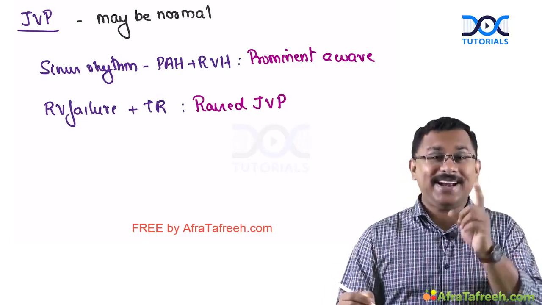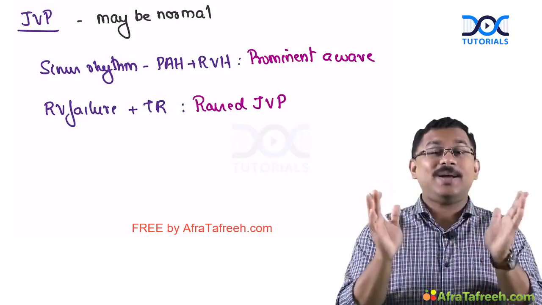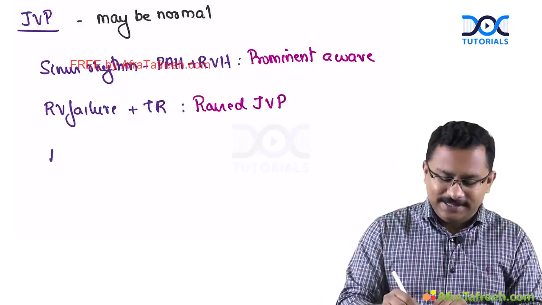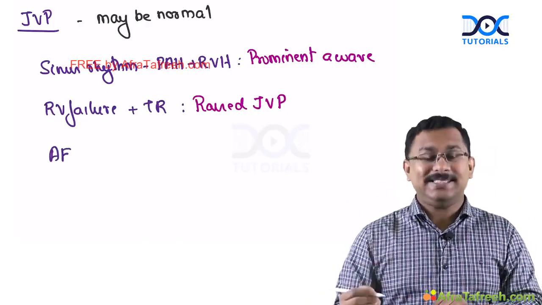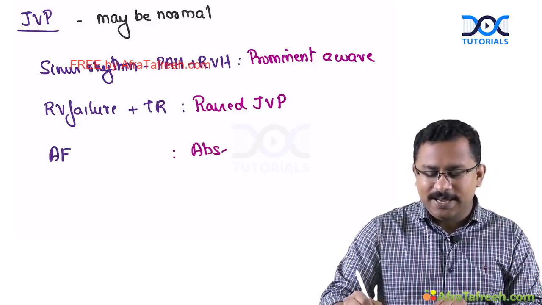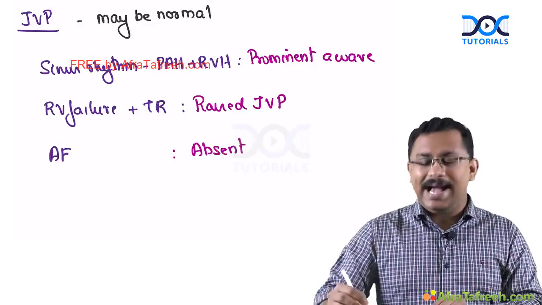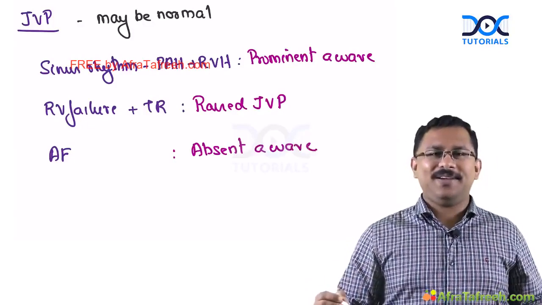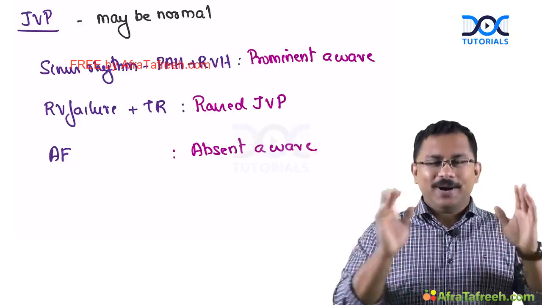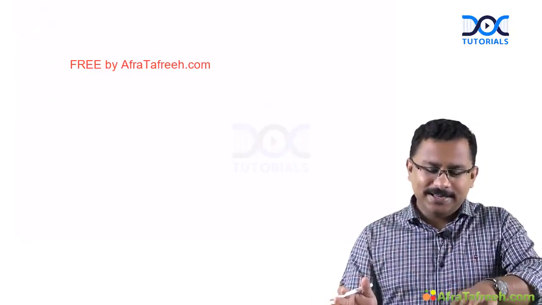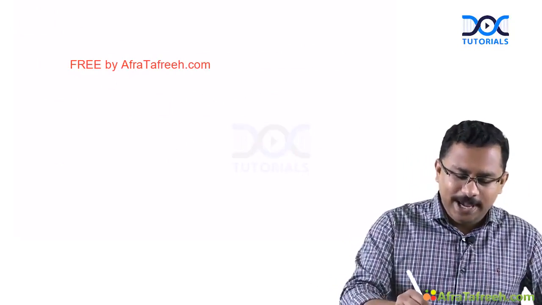However, if there is atrial fibrillation, remember now the patient is not in sinus rhythm. Suppose you are having AF that is developing. In such a case, very importantly, the most important JVP finding is the absent A wave. So pulse, BP, JVP, very clear. Let's move on to what happens to the apex beat.